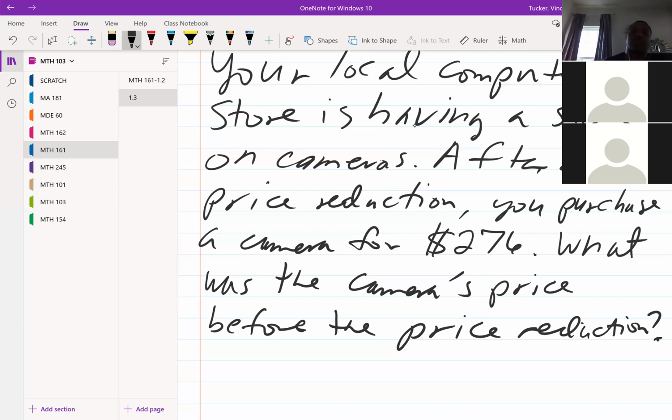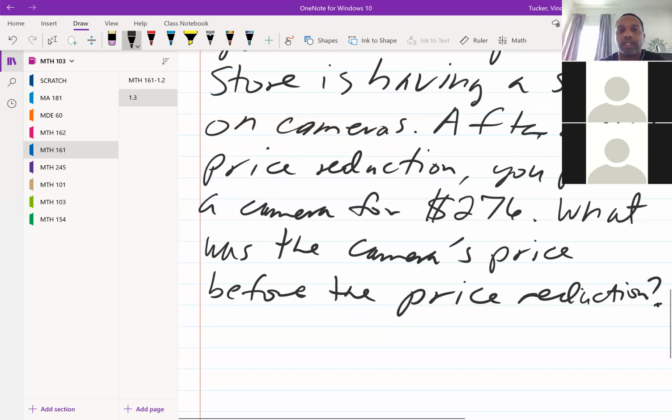All right, so your local computer store is having a sale on cameras. After a 40% price reduction, you purchased a camera for $276. What was the camera's price before the price reduction?